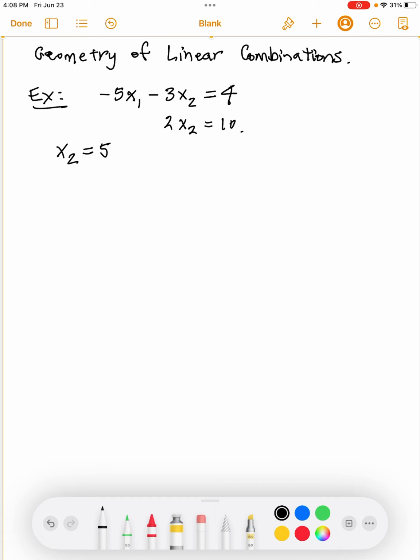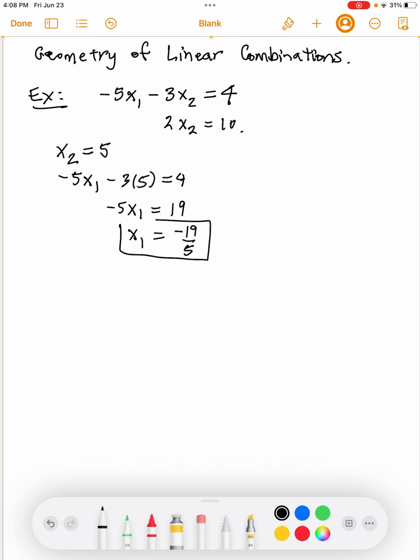Well, let's see. Negative 5x1 minus 3 times 5 equals 4. And add 15 to both sides, so negative 5x1 equals 19. And then x1, you divide by negative 5, you get negative 19 over 5. So the solution is x1 is negative 19 over 5, x2 is 5. Okay. So now I want to talk about how you represent this in terms of vectors.